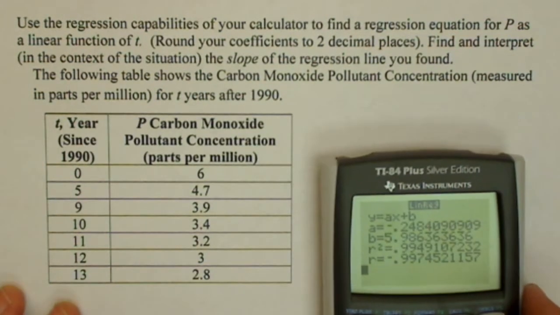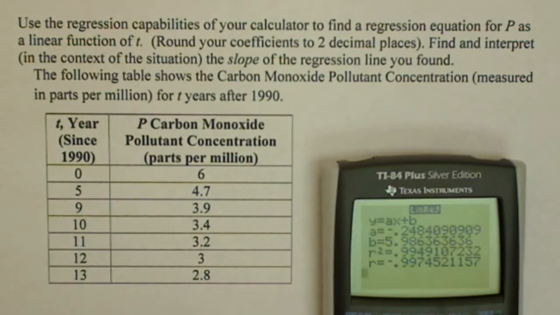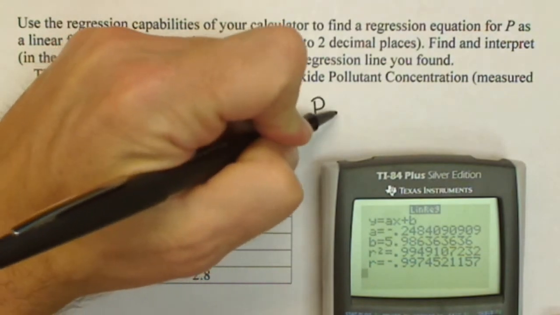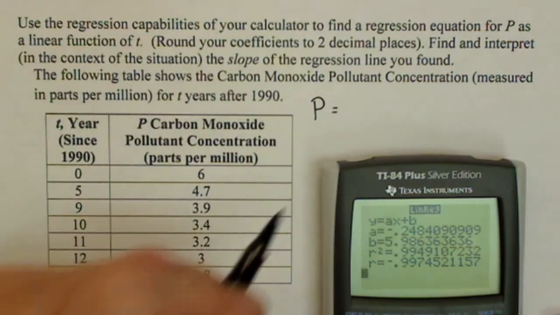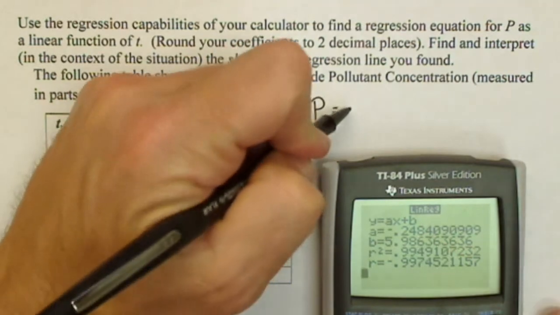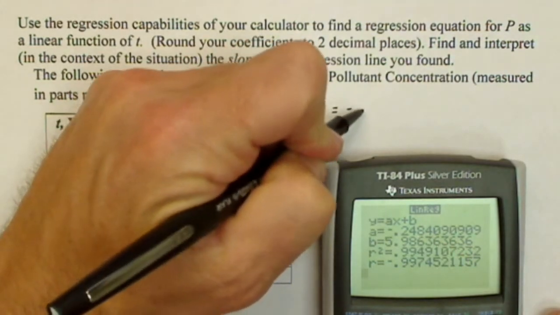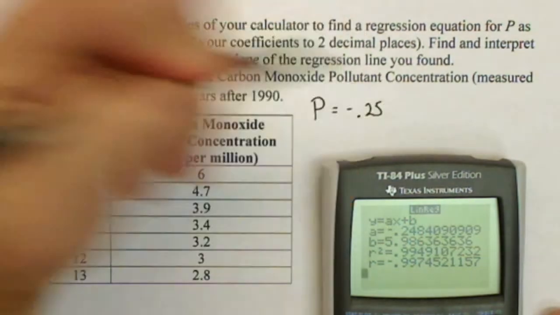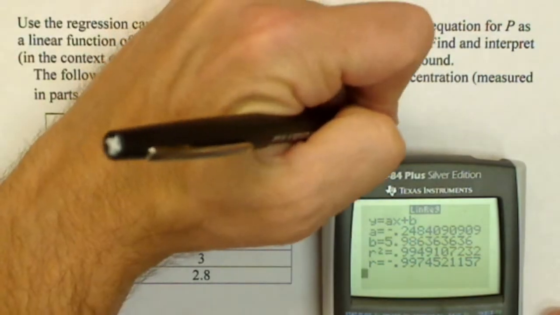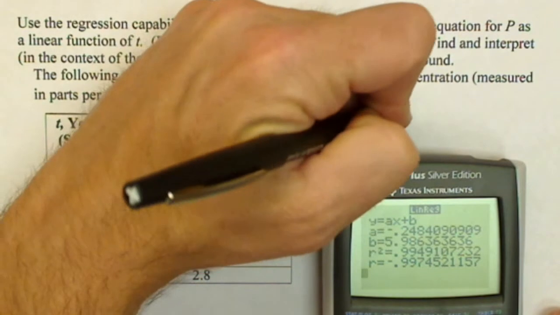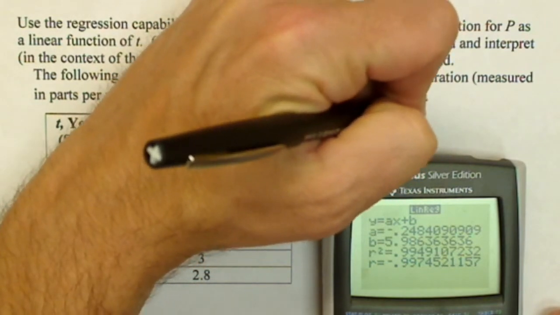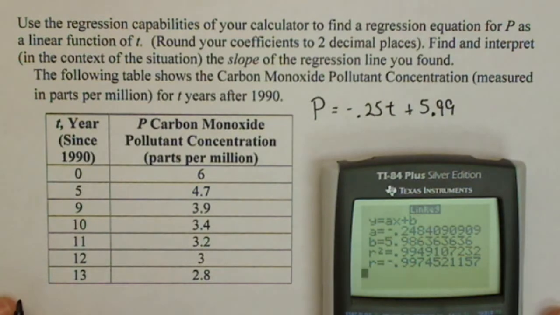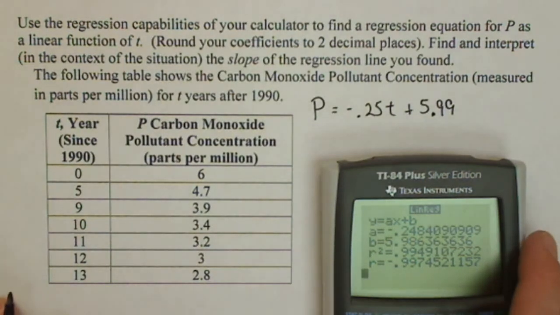So let's go ahead and write this out. In terms of the variables they gave us, they wanted us to use p as a function of t equals, there's my slope, negative 0.25, and then our input, we're using t, plus 5.99. So there's our linear regression line for this situation.